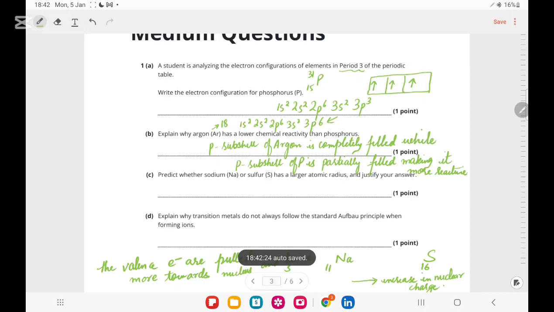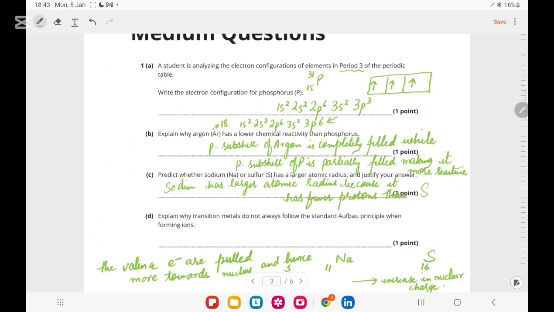So how can we write it here? We can write here that sodium has a larger atomic radius, because it has fewer protons than sulfur.